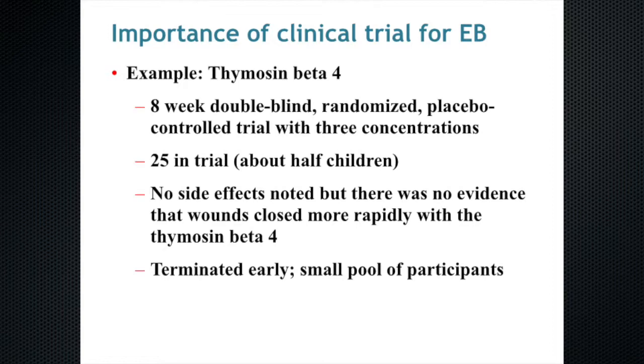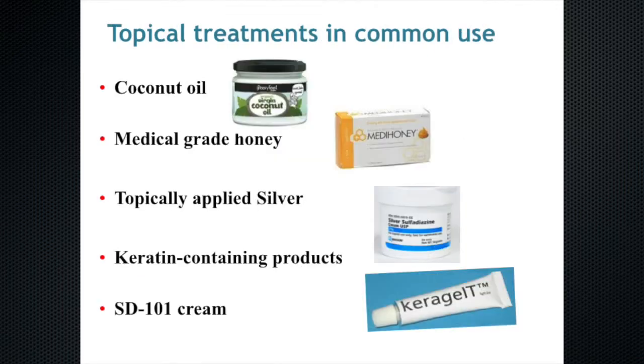Now, I'm going to be talking about topical agents. These have not been in randomized, double-blind controlled studies. In fact, only one of them so far has moved forward to that. But nevertheless, I'm going to tell you about anecdotal evidence, my experience, and what's in the literature. And we're going to talk a little bit about coconut oil, medical-grade honey, topically applied silver, keratin-containing products, and then an SD-101 cream that someday will get another name.